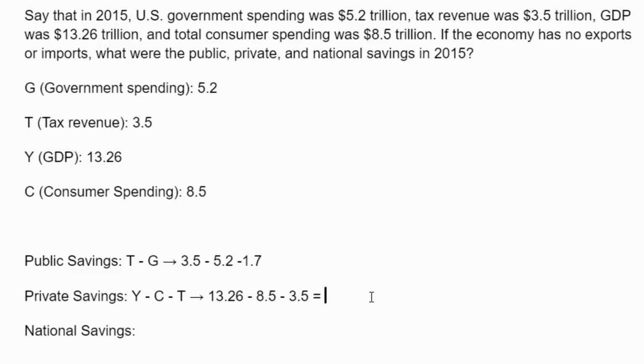So that will get us 1.26. Those are our private savings. I forgot to put down the public savings. The public savings would be negative 1.7, which I just forgot to put equals. So that's our public and private savings there.